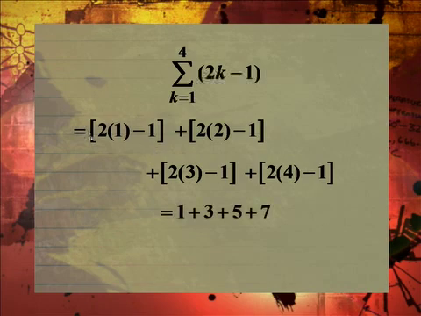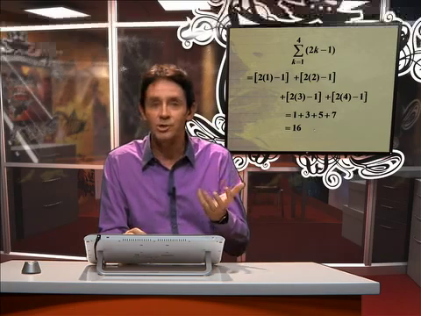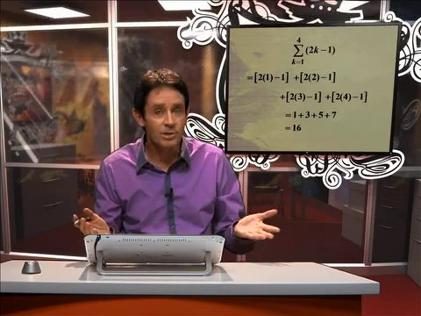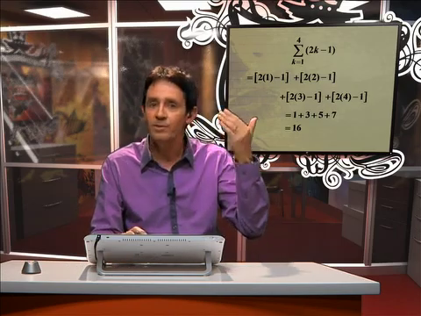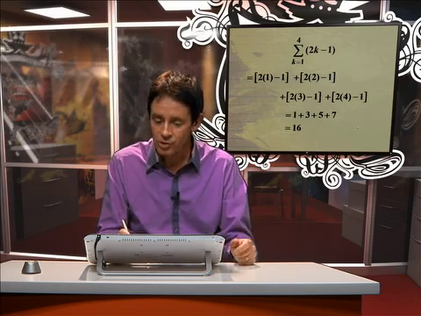And then if you simplify that, 2 minus 1 is 1, 4 minus 1 is 3, 6 minus 1 is 5, and 8 minus 1 is 7. Adding that up will give you 16. So very simply put, sigma notation, this Greek symbol sigma, is really just a series. So you always start at k equals 1, go up to 4, 1, 2, 3, 4, substitute in and add.